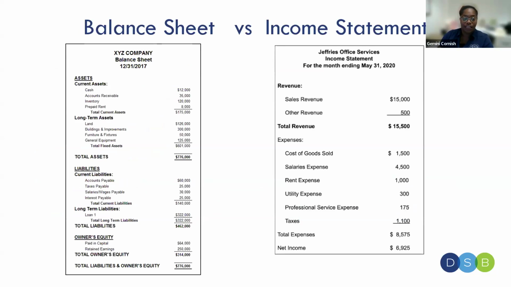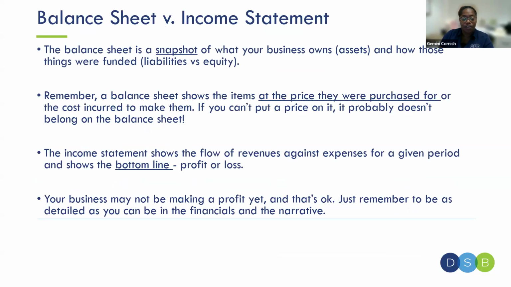So here you'll see examples of a balance sheet versus an income statement. On the left, you can see an example of the balance sheet versus on the right, an example of the income statement. And the next slide will go in more detail about the difference. So the balance sheet versus the income statement. The balance sheet is a snapshot of what your business owns, assets, and how those things were funded, liability versus equity. Remember, a balance sheet shows the items at the price they were purchased for or the cost incurred to make them. If you can't put a price on it, it probably doesn't belong in the balance sheet.